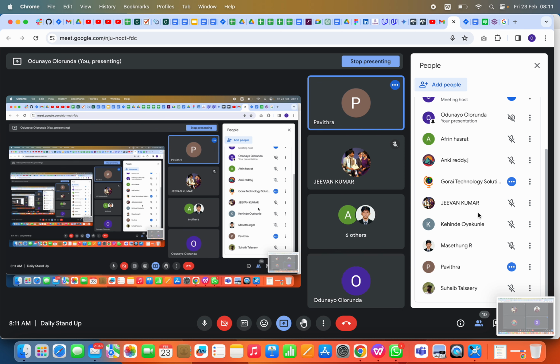Yes, ma'am. So tell us. Sprint retrospective means we can express our ideas, thoughts, and experience in that sprint perspective. It is very useful in DevOps and testing, ma'am. Then how about the sprint review? Sprint review.